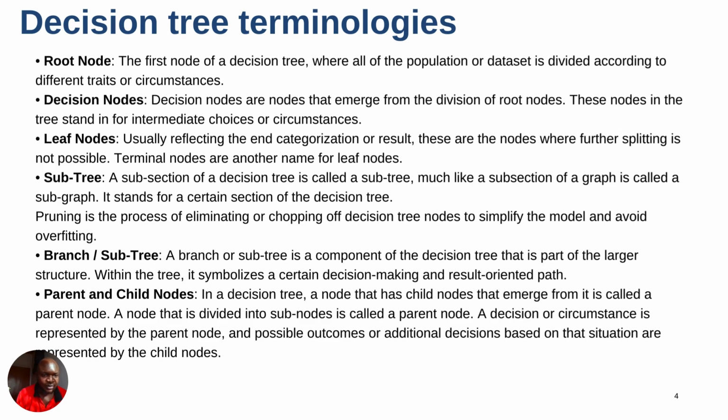And the fifth one here we have got the branch or the subtree. A branch or a subtree is a component of the decision tree that is part of the larger structure within the tree. It symbolizes a certain decision making and result oriented path. And on the last one here, we have got the parent and child nodes. In a decision tree, a node that has a child node emerging from it is called a parent node. A node that is divided into subnodes is called a parent node. A decision or circumstance is represented by the parent node, and possible outcomes or additional decisions based on that situation are represented by the child nodes.